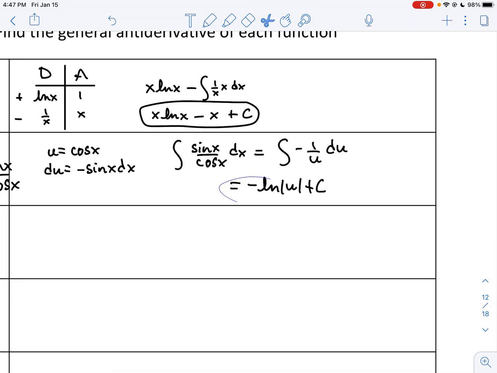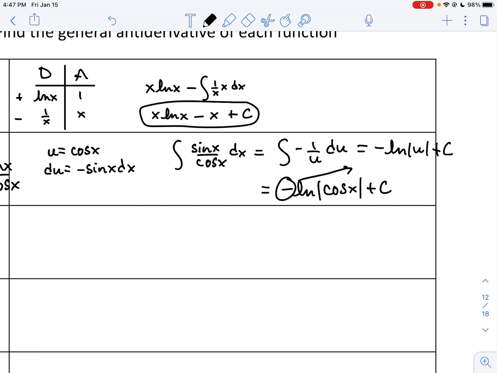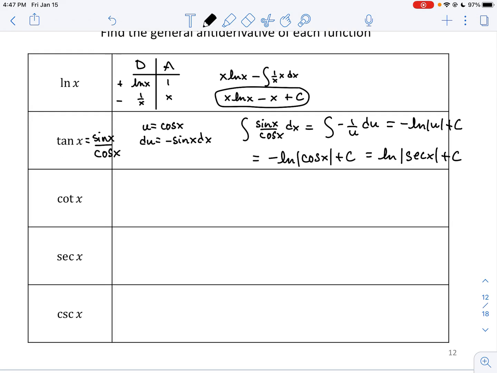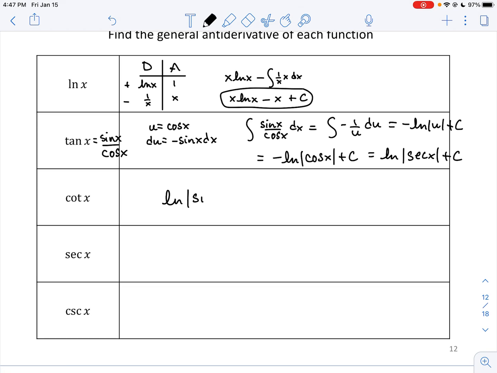And then we do the back substitution. Let me move that up here actually and put my answer right here. So we get negative natural log absolute, and u is cosine of x. Now you might remember your log properties. This negative can be brought up as a power. And so you could say the natural log of cosine of x raised to the minus 1, and the reciprocal of cosine is secant. So sometimes you will see an answer here that is just natural log of secant of x. Either one of these antiderivatives is fine for tangent. For cotangent, you do something similar. I'm not going to do all the details, but you wind up getting the natural log of sine of x.